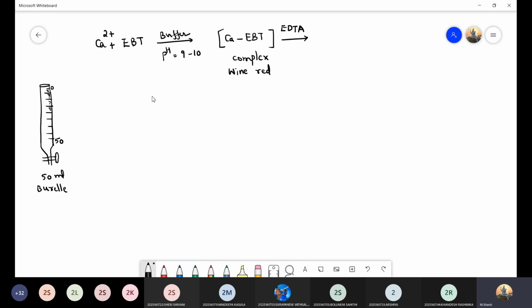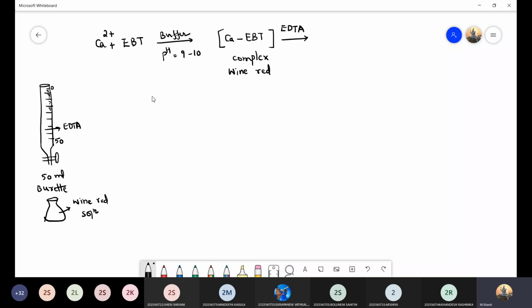The burette must be filled with the EDTA solution. So you'll take that conical flask and titrate with this burette solution. I think you know how to do titration. This is your conical flask. What does it contain? The conical flask contains the wine red solution, right? And how are you getting the wine red solution? By adding EBT and buffer to your sample water, you get a wine red solution, and that will now be titrated with the EDTA.